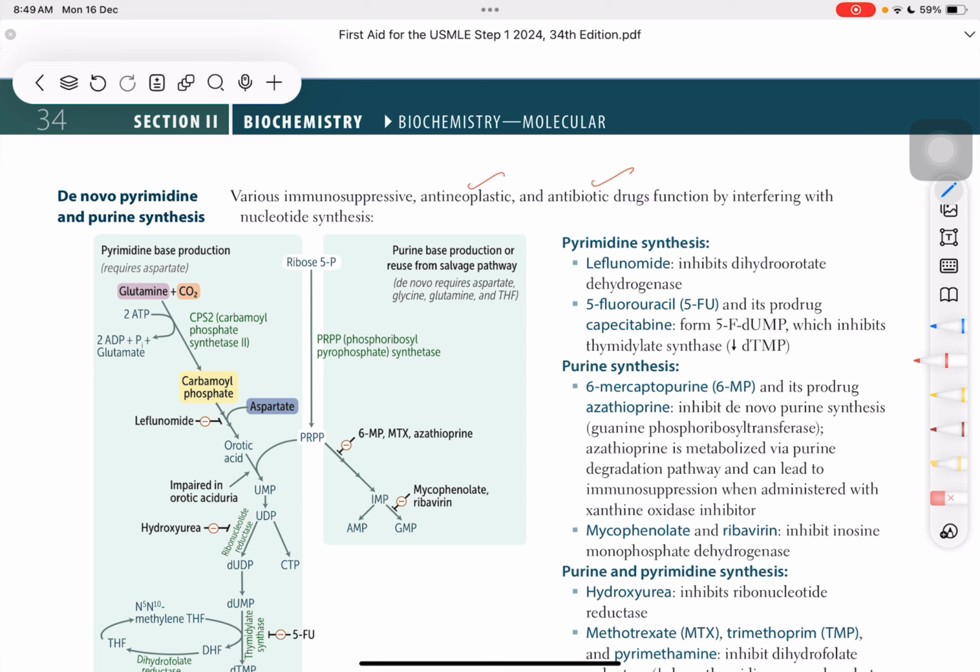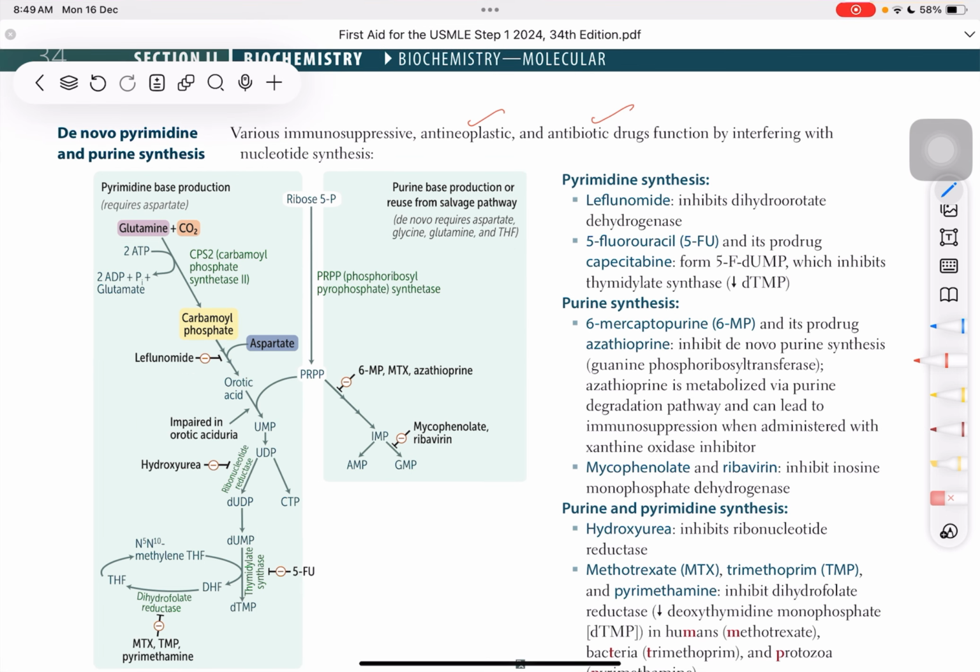So neoplasia treatment targets pyrimidine-based production and purine-based production, or reuse from the salvage pathway. What do you mean by salvage pathway? You already discussed it. Once you have purines and pyrimidines, while you are degrading them, you need synthesis again, so that nucleosides are resynthesized from their metabolites respectively. First, we will discuss pyrimidine-based production.